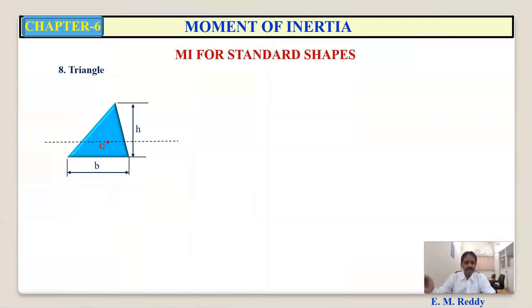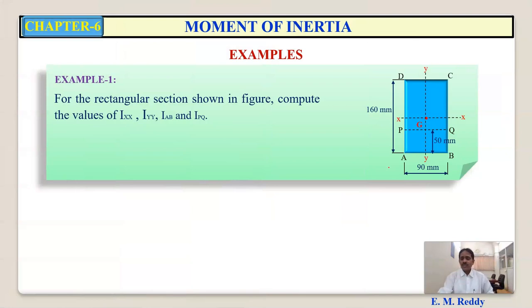Whereas for a triangle, the moment of inertia about the base of the triangle is given by b h cube by 12. B is the base of the triangle and h is the height of the triangle. Now let us solve the examples.